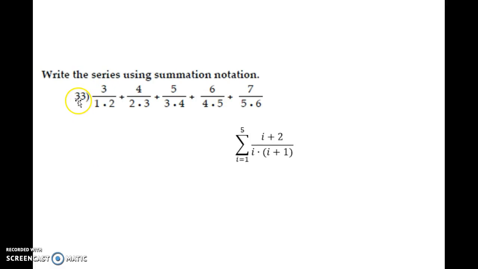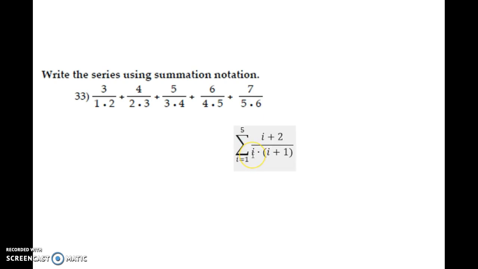For number 33, we're going to write this series using summation notation. And so there are 5 terms. We're going to go from I equaling 1 all the way up to 5 for the 5 different terms. And just look at the numbers and identify the pattern. This first number on the bottom that's being multiplied just counts up by 1: 1, 2, 3, 4, 5.